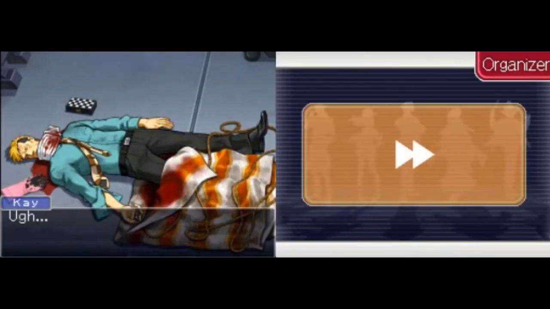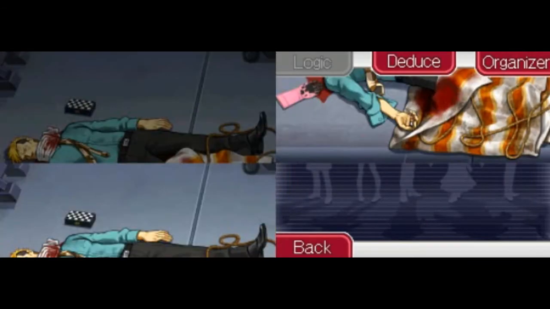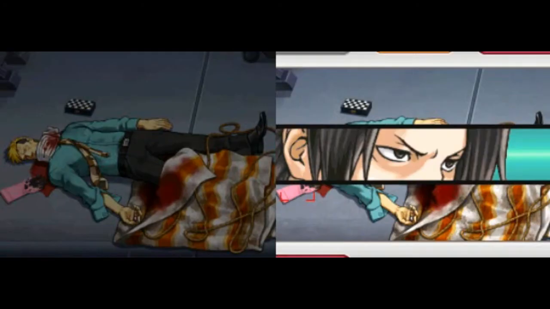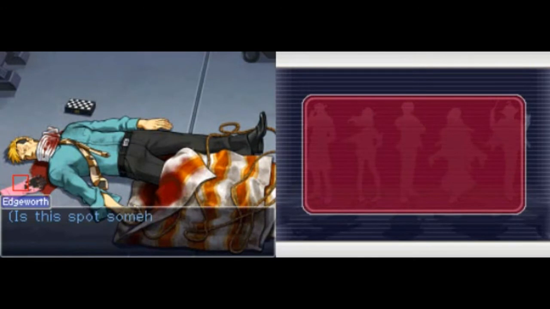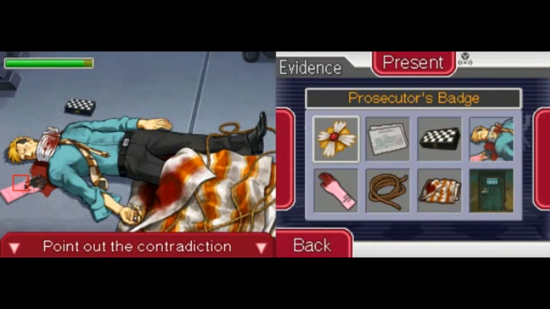Okay, so I think what he's talking about is the glove, because it shouldn't be here. Let's examine the body real quick. No, never mind. Okay, let's deduce the glove. Is this spot connected to any of the evidence I hold? Yeah, because the door sensor, right?